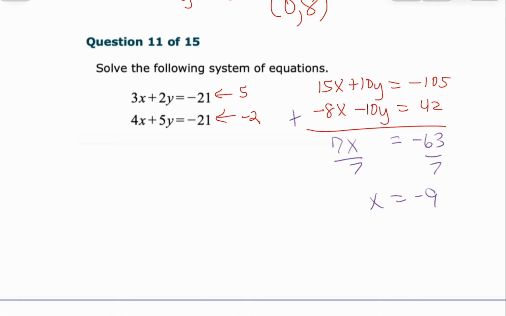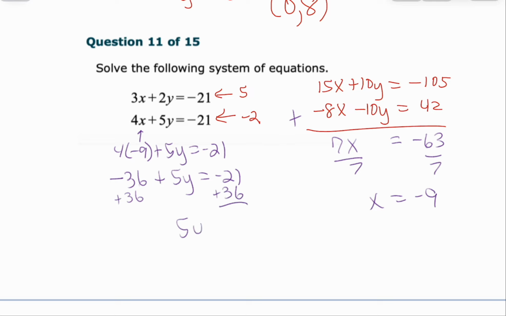This is a system. This is a point of intersection. So you can plug negative 9 into either equation. I'm just going to put it right there. So we get 4 times negative 9 plus 5y equals negative 21. Now 4 times 9 is 36, so we get negative 36 plus 5y equals negative 21. Now remember, we're going to add 36 to both sides because we want that y term by itself. We get that 5y equals positive 15, so y is equal to 3.